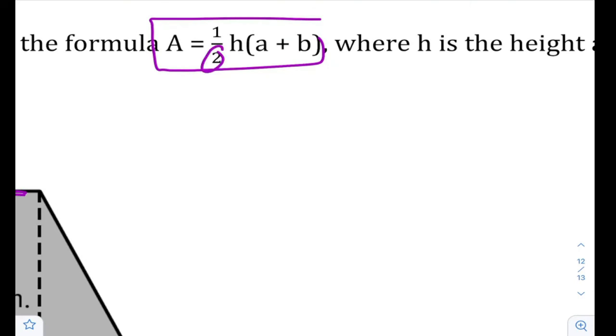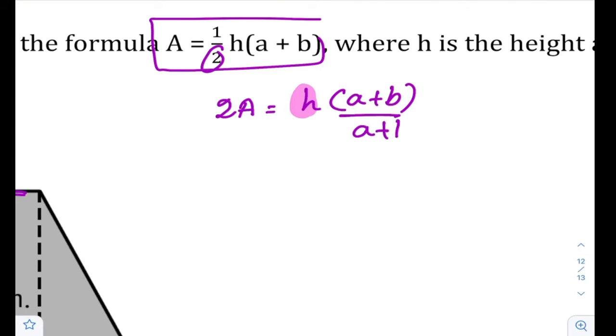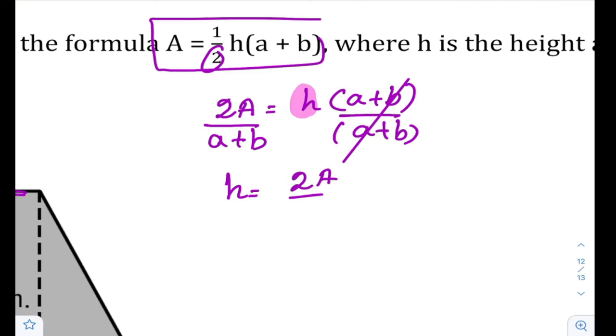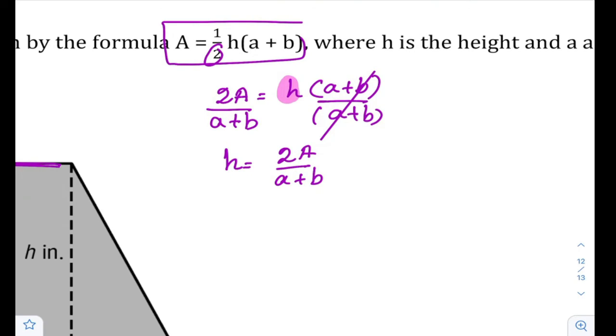Step 1, get rid of the denominator. Multiply both sides by 2. Now you want h alone, so divide both sides by a plus b. So your h now is 2 times A over a plus b. By the way, you can solve it without solving for a variable h, but we are just making some training exercises on how to isolate the variable. But you can replace with numbers and solve an equation normally.